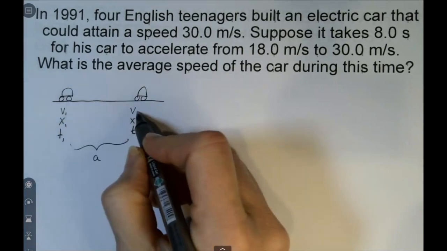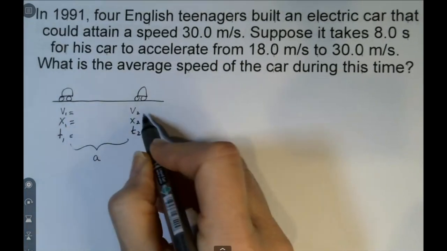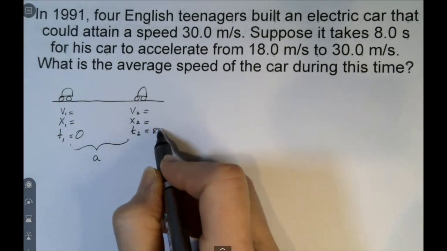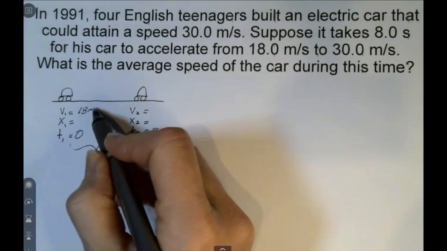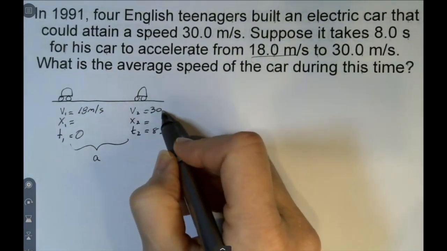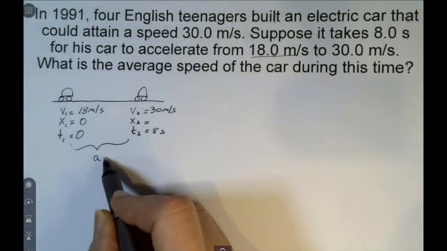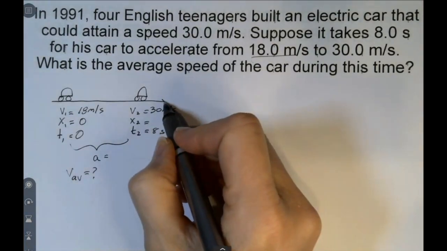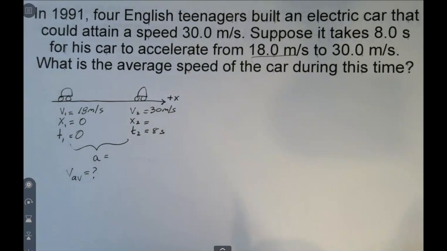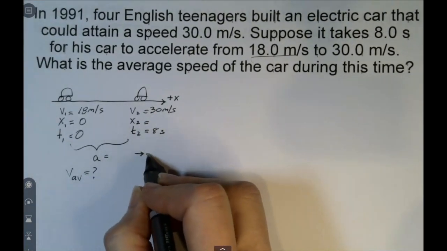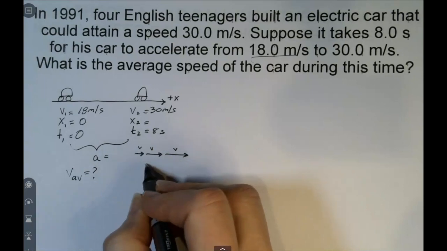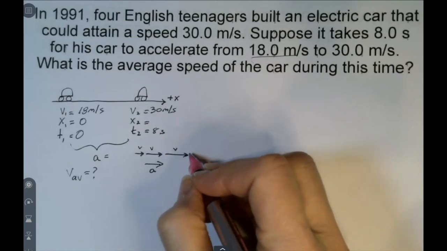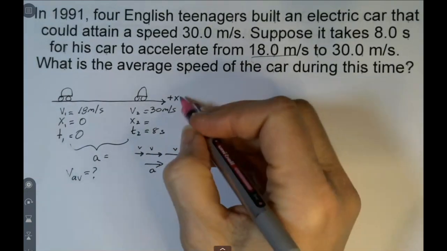So I would call this v1, v2, and now I'm going to label everything. It takes 8 seconds, so 0 to 8 seconds, going 18 meters per second here to 30 meters per second. This is 0, we don't know acceleration, and we're asked to find average velocity. You want to show which way is the positive direction, and we know we're increasing speed, so you can show a motion diagram in the direction that it's moving, and you want to associate these arrows with signs.